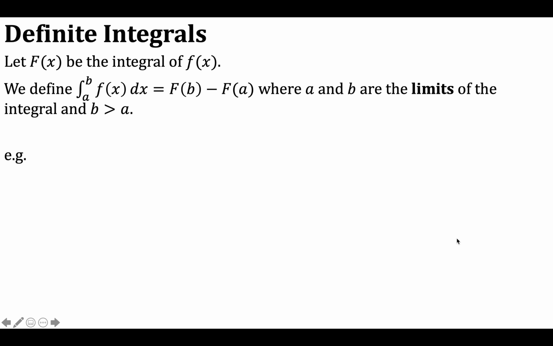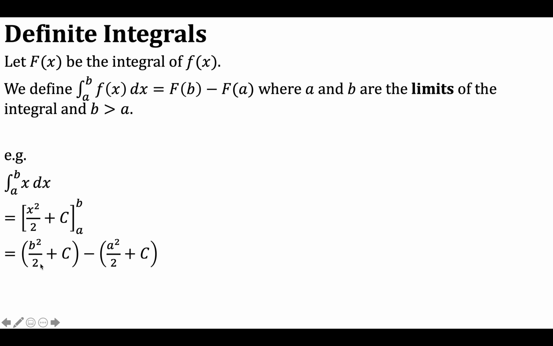So for example, if we have the integral between a and b of x with respect to x, we would get x squared over 2 plus c. But we want to integrate between a and b, so we now need to substitute a and b into the integral that we've got. That would give us b squared over 2 plus c minus a squared over 2 plus c.